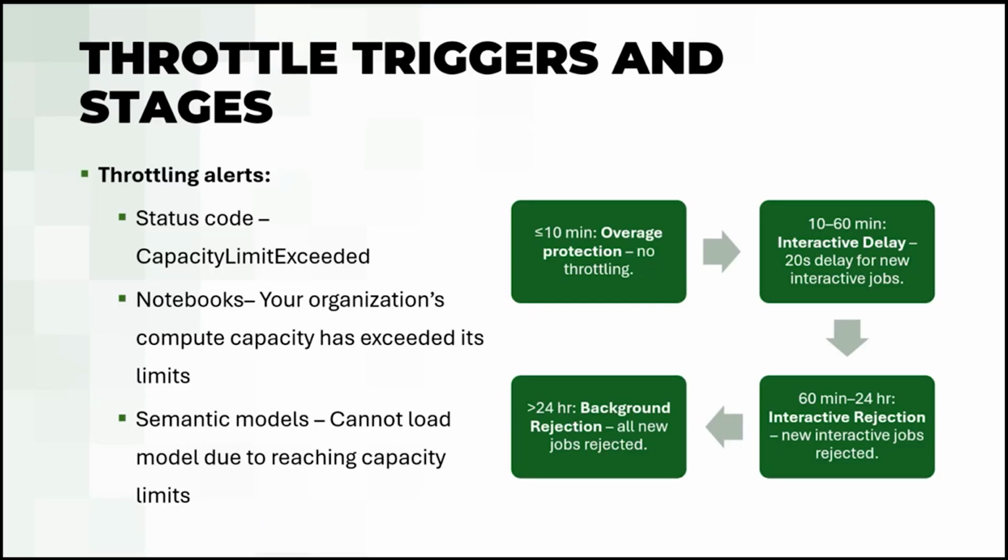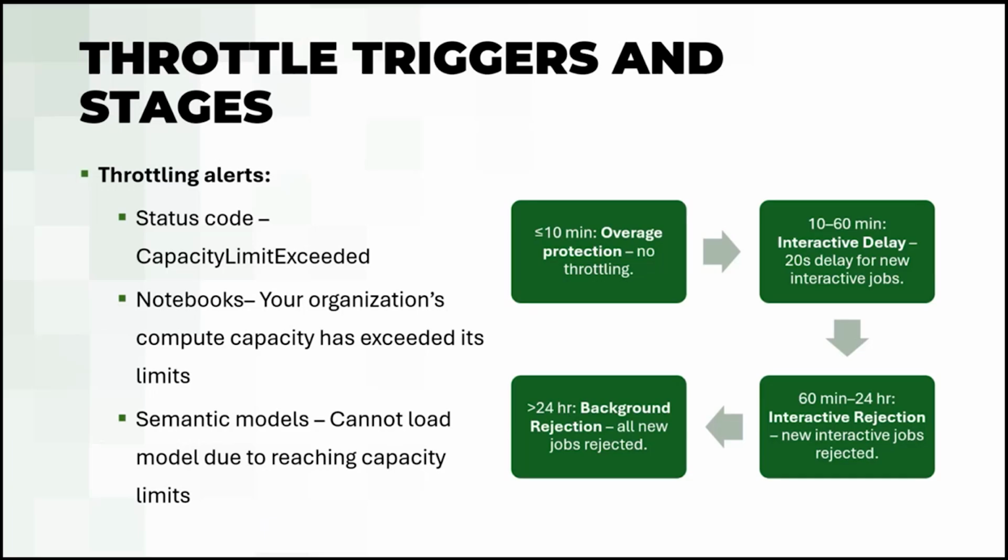So we've got the throttling alerts. Across the platform we'll see status codes in the notebooks showing the capacity limit has been exceeded. In the notebooks, we've got a visualization: queuing, capacity has exceeded its limits, so semantic models cannot load. The reality of what you're seeing is users saying, I can't get my reports, I can't run my product. These are the throttling stages that we get.